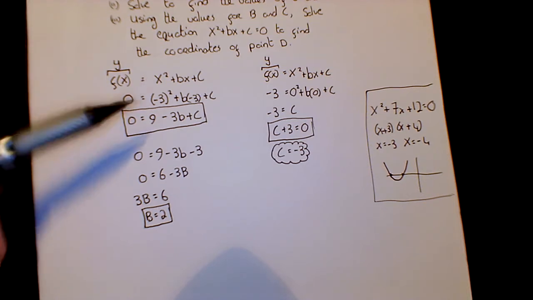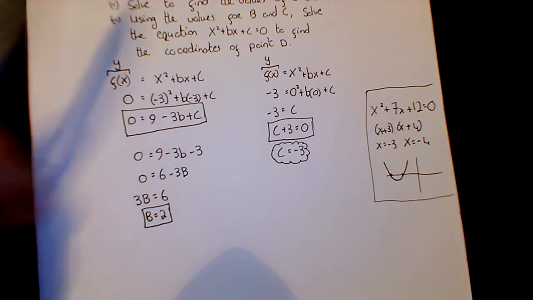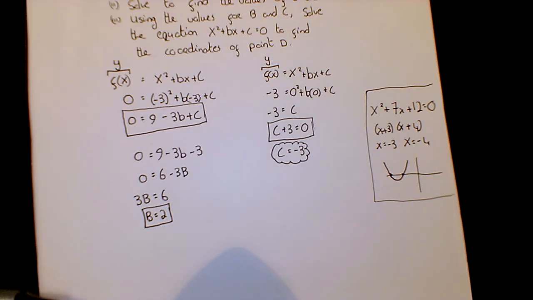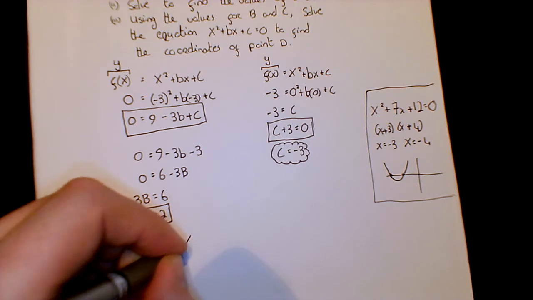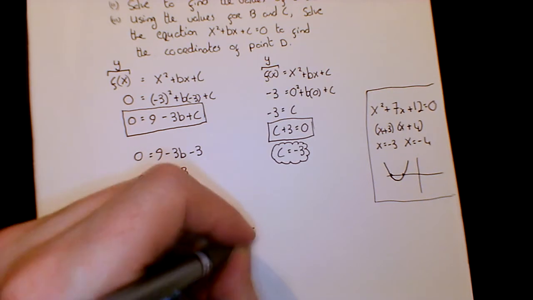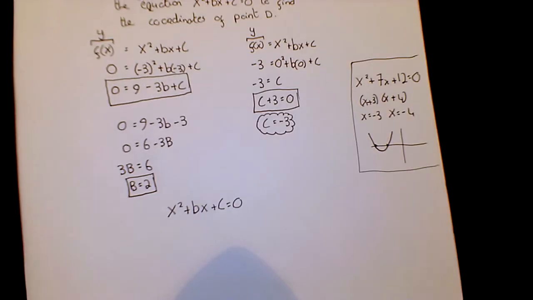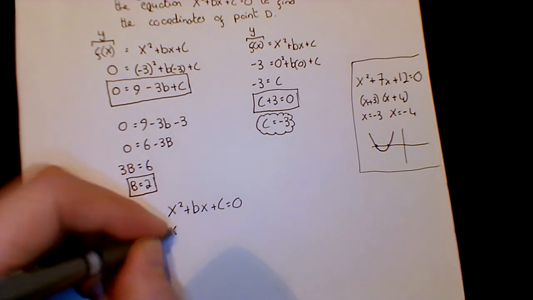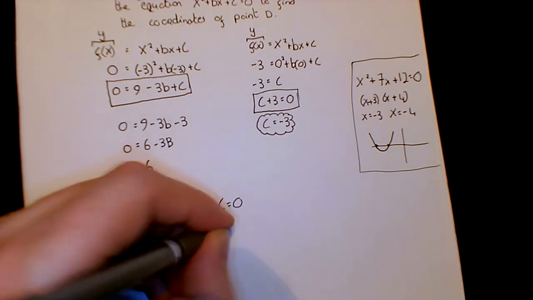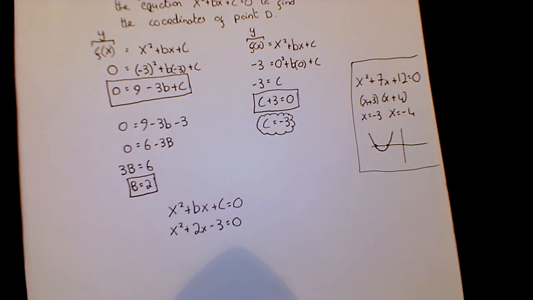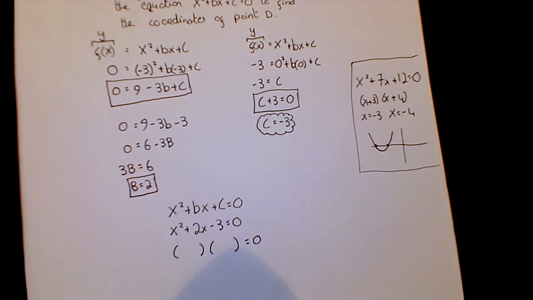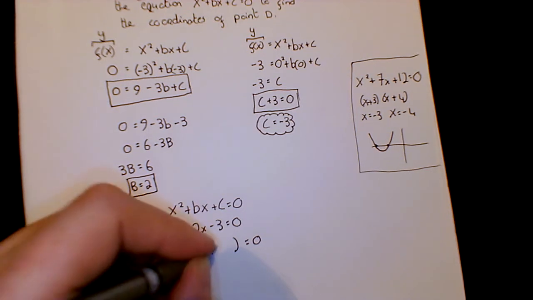So this one is saying, using the values we got for b and c, solve that, and therefore find the coordinates of D. So here we go. We have our x squared plus bx plus c equals 0. Now, we know what b is, so we put it in. 2x. And we know what c is, minus 3 equals 0. Now, it says solve the equation, so solve means find out what x is. And this is a nice handy one because we don't need to use any minus b formula. So it'll be x and x.